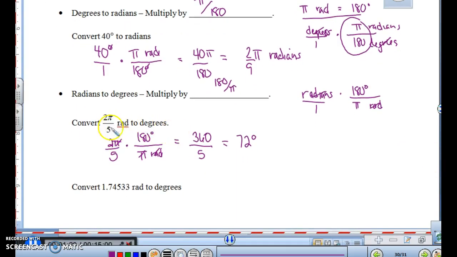Now, radians don't always have a pi in them. You can also have 1.74533 radians to degrees. We do the same thing.